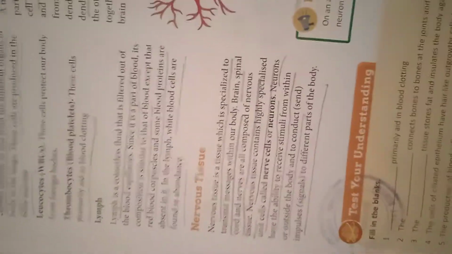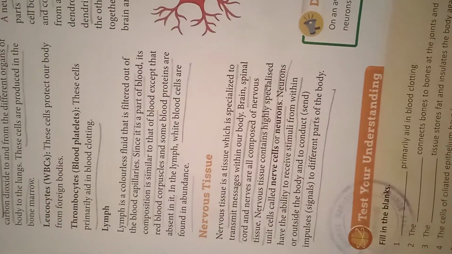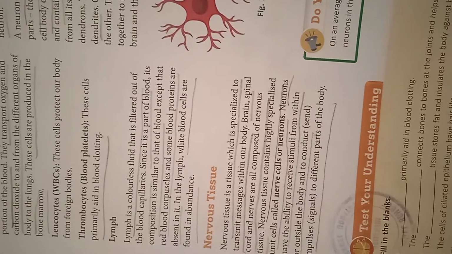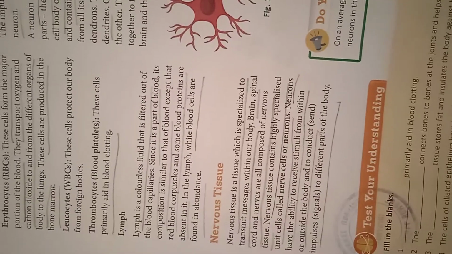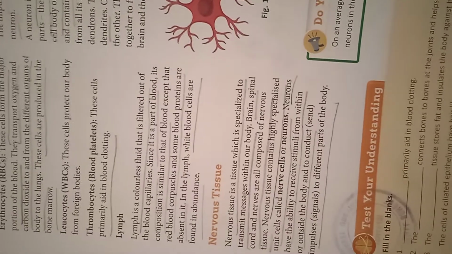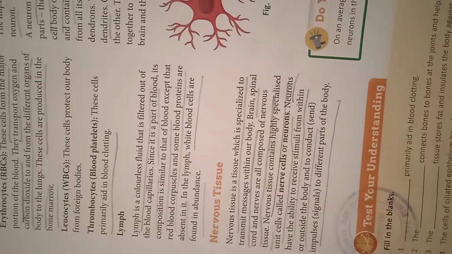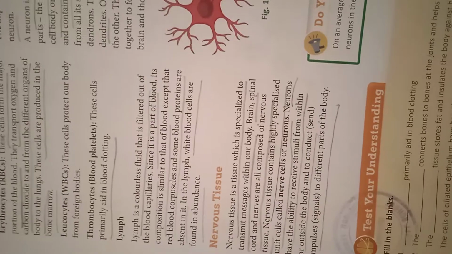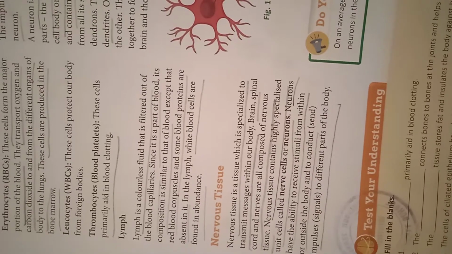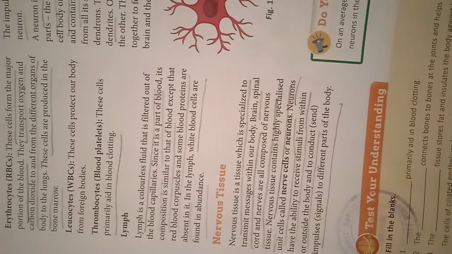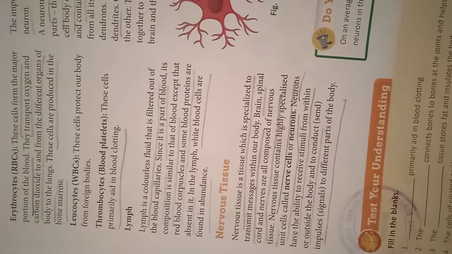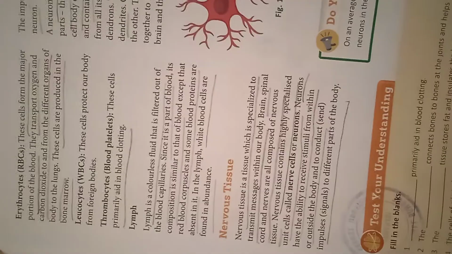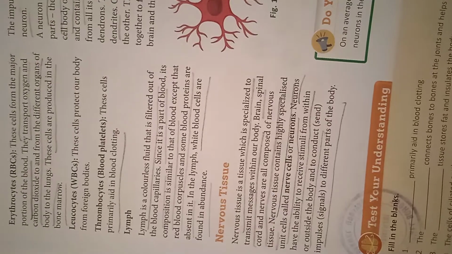Now WBC, as we all know, they fight against any foreign bodies, and the blood platelets, whenever bleeding happens, form a clot so that excessive blood loss does not happen. Now this lymph is a colorless fluid, and it is a part of the blood. It is similar to blood, but it does not contain RBC, and some blood proteins are absent in the lymph. WBC is present in the lymph, but it lacks RBC and some of the important blood proteins.